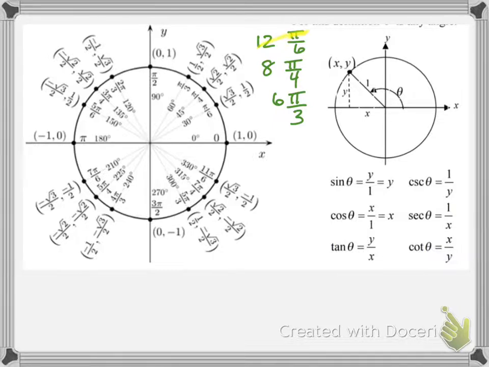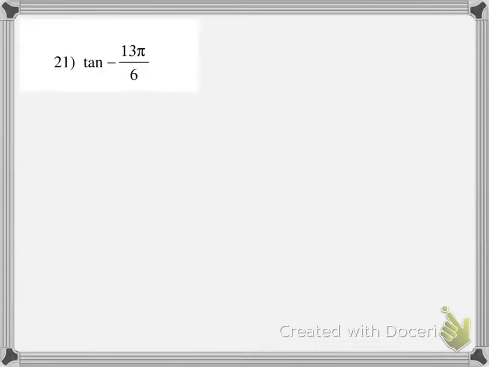12 pi over 6. Why did I do it that way? 12 pi over 6, 8 pi over 4, 6 pi over 3. Those are all one revolution in the unit circle. That's how many wedges or arcs you need to count to do one revolution. So keep that in mind, because in our problem, we're looking for 13 pi over 6. Now, when you get negative angles, I want you to ignore that for now.